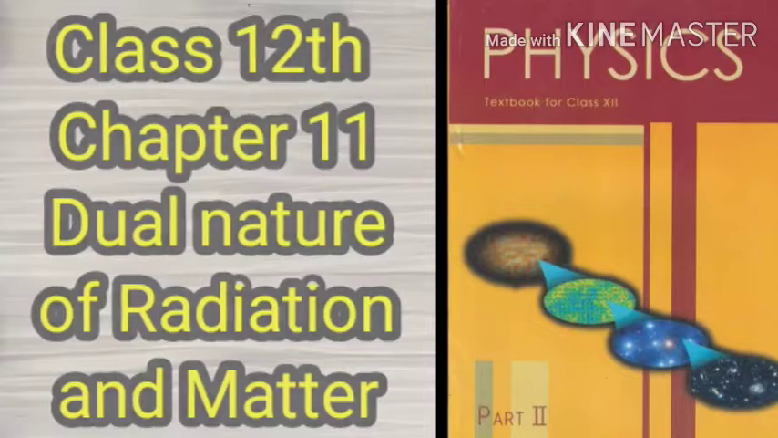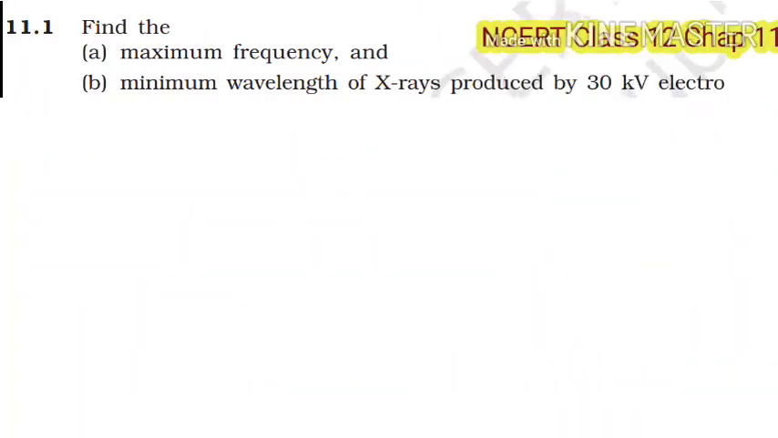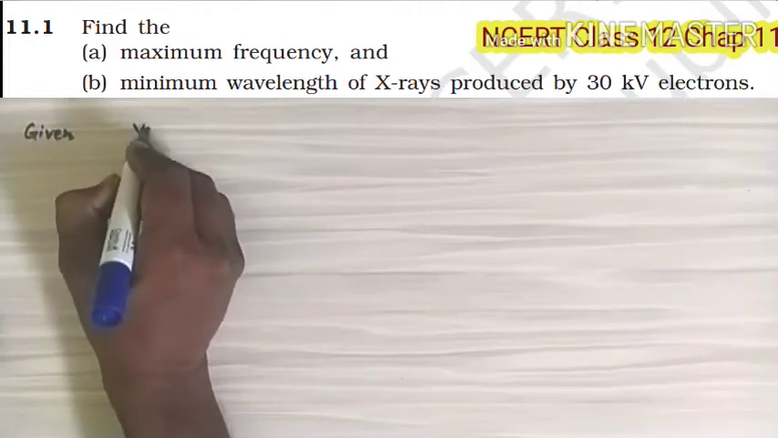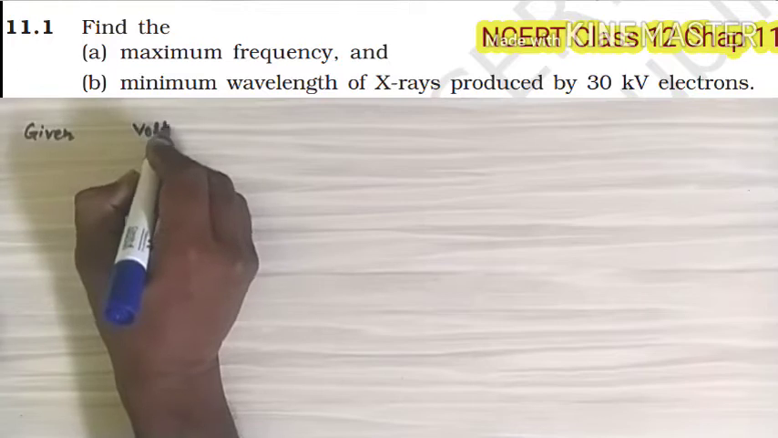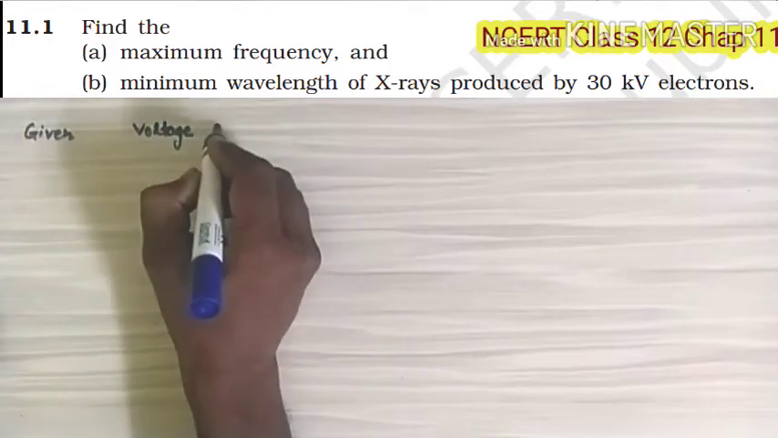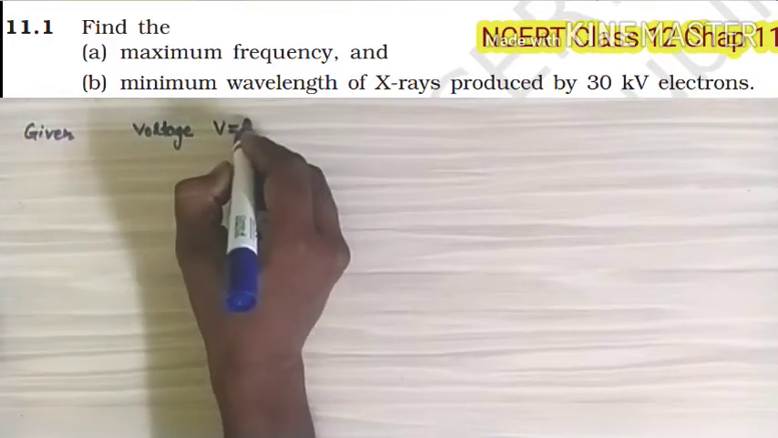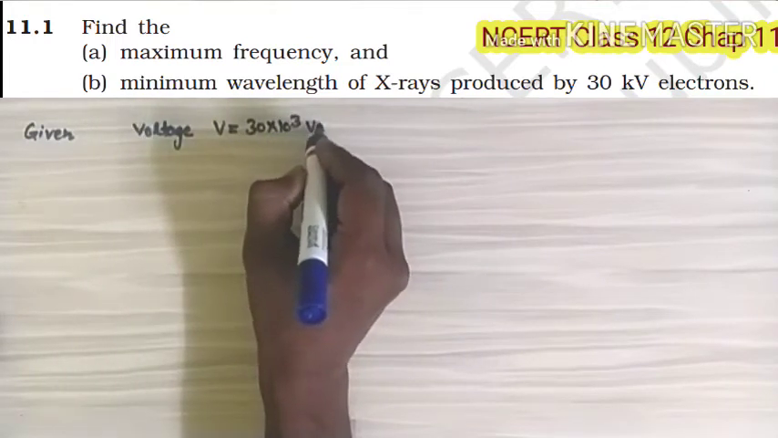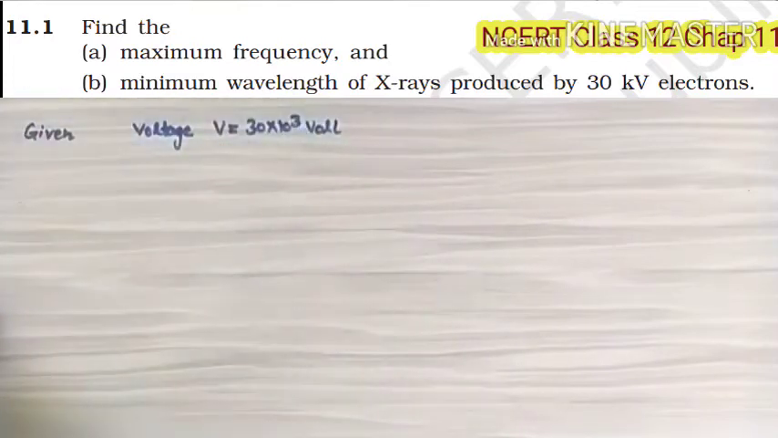So students, the first question in the exercise is: find the maximum frequency and minimum wavelength of X-rays produced by a 30 kilovolt electron. Here, given in the question, is the voltage by which the X-rays are produced. The voltage is 30 kilovolt, so kilo is 10 to the power 3.